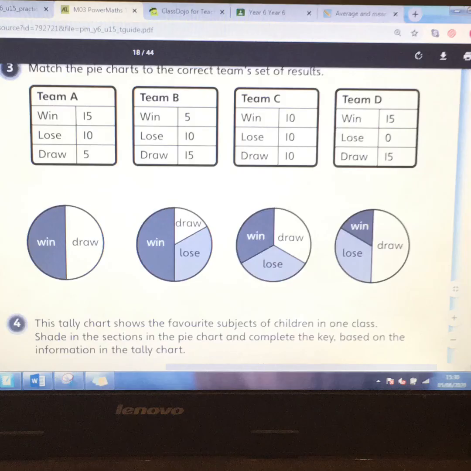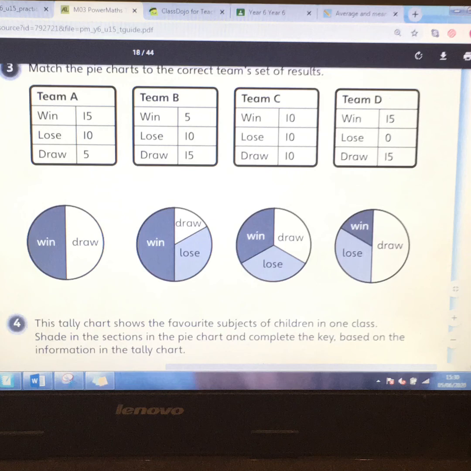Number 3, match the pie charts to the correct team's set of results. Pause video, have a go. So, we are looking first of all at Team A. They've won 15, they've lost 10, and they've drawn 5. So if I find out the total altogether, the total is 30. So the whole circle is worth 30. The win then is 15 out of 30, which is the same as a half. So the win should be half of the pie chart.